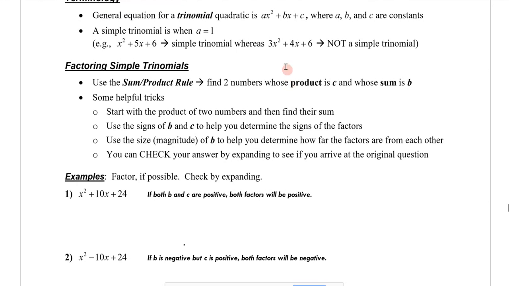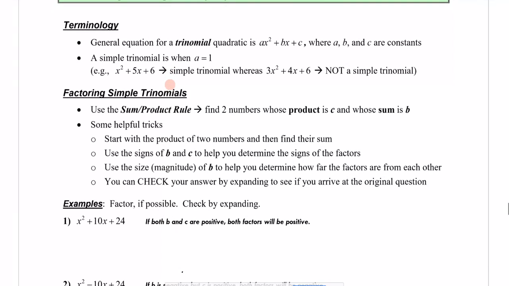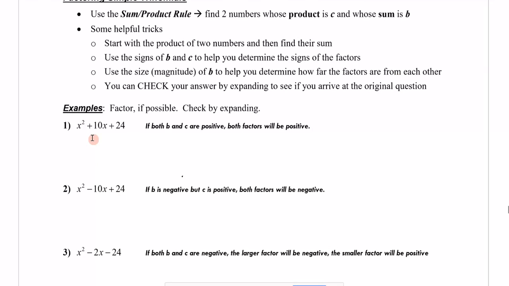So to factor a simple trinomial, okay, we're going to use something called the sum/product rule. So what's factoring again? Factoring means we need to find factors, two quantities or two brackets that when I multiply them will give me the simple trinomial. To find those two factors, I'm going to use the sum/product rule. Find two numbers whose product is c and whose sum is b. All right, so let's look at some examples.